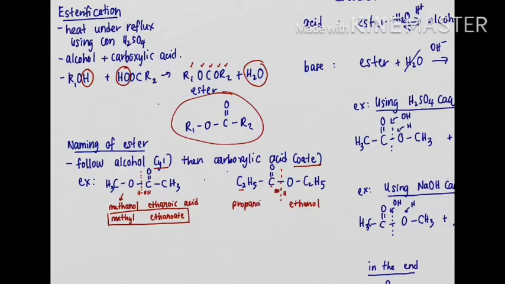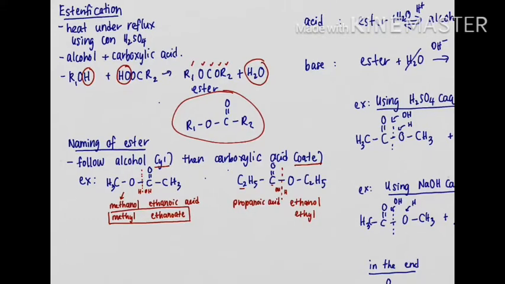Now if we change it, alcohol is going to end with YL, so ethyl, and propanoic acid will become propanoate. We have to name alcohol followed by carboxylic acid, so we need to interchange this. So the ester that we have is going to be ethyl propanoate. This is going to be the name of the ester.